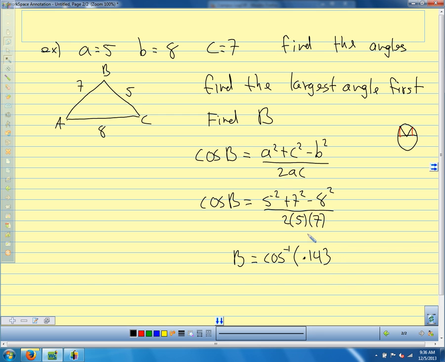When we are using law of sines or law of cosines and we need to find an angle, keep at least 3 decimal places to make your angle as accurate as you can. So this tells me that b equals 81.8 degrees. In this case it didn't turn out to be obtuse, so we were okay. But if it had turned out to be obtuse, then we would have made sure we found the right angle.